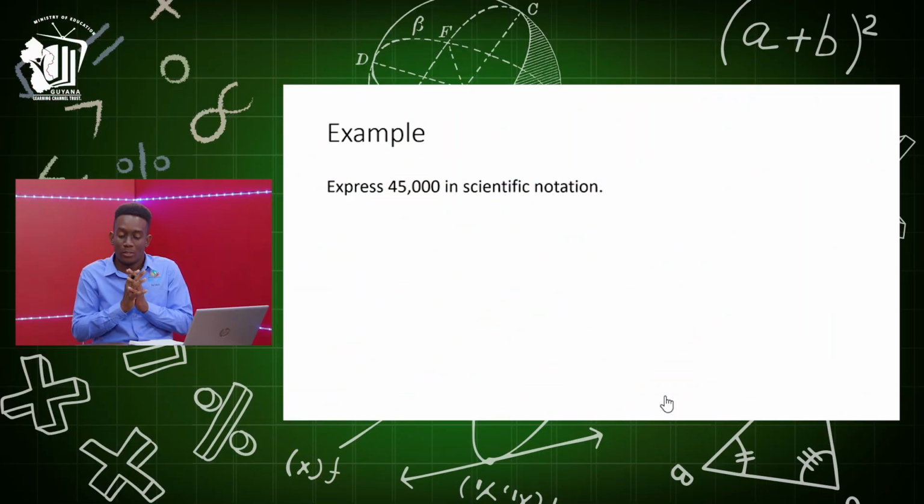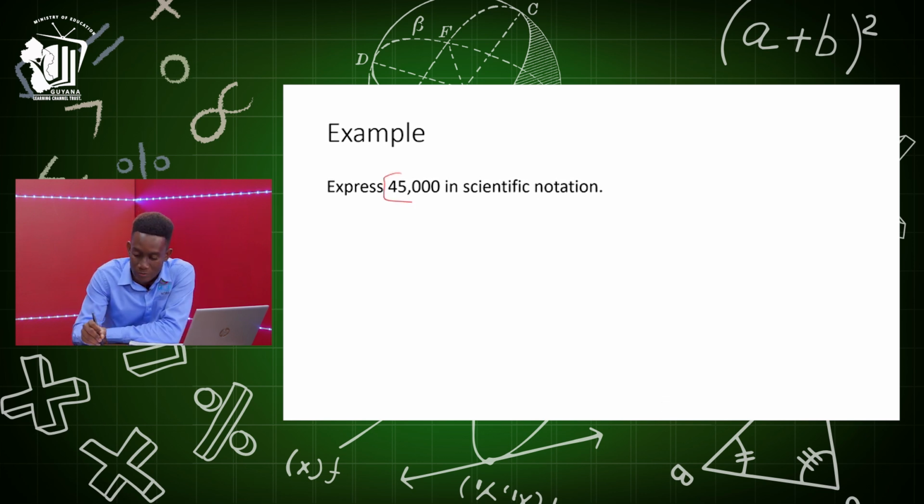So the first example, we want to express 45,000 in scientific notation. 45,000 is a number greater than 1. So of course, whatever power we're raising 10 to, it has to be positive because 45,000 is greater than 1. So we have 45,000 and we want to write that in scientific notation.